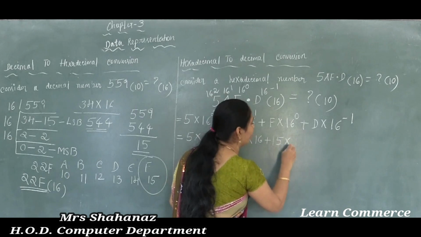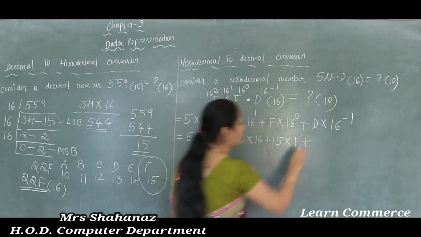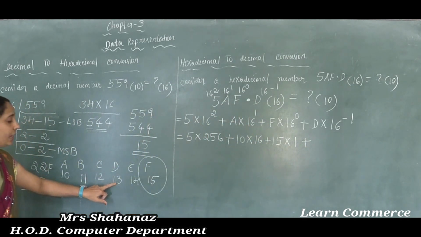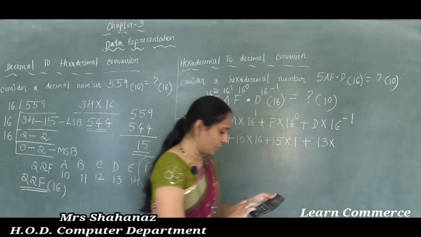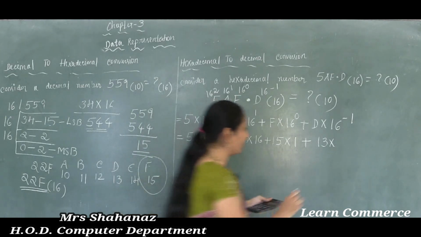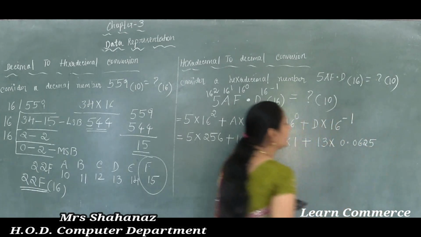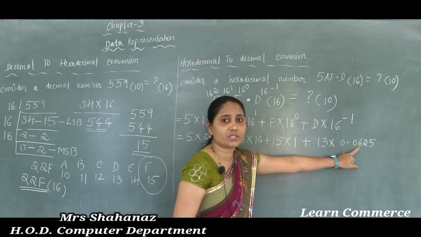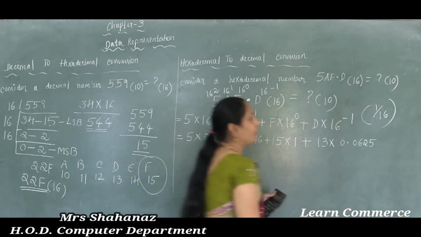So 15 into 16 to the power of 0, the value is 1, plus, as we know the D value is equal to 13. So 13 into 1 by 16. Clear this one? 1 by 16 here. When you use 1 by 16, the value is 0.0625. So like that we need to take 1 by 16.